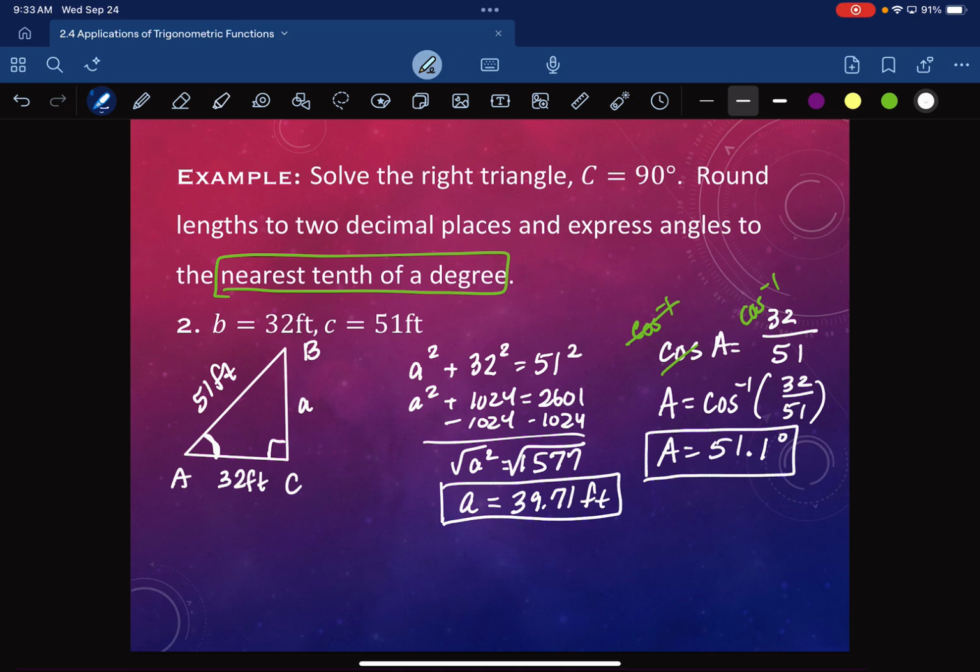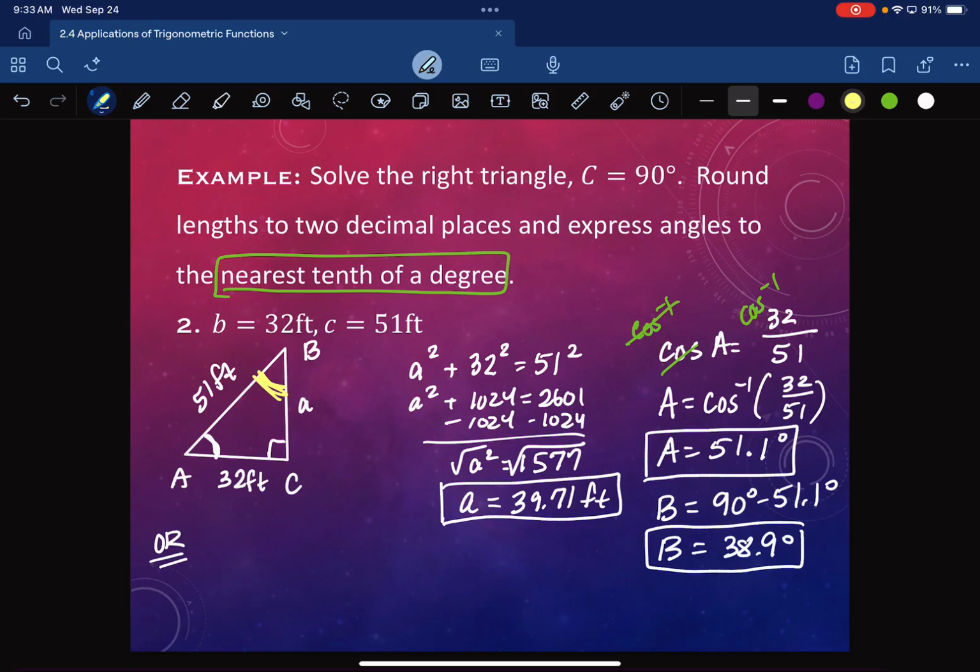But if we're finding angle B, we can do that by just taking 90 minus the 51.1. That's one option. If we do that, what are we going to get? 38.9 degrees. So that would be one option. If you're concerned or you just want to check yourself, which is not a bad thing to do either, what would I do to find angle B in terms of trig ratios using the 32 and the 51?